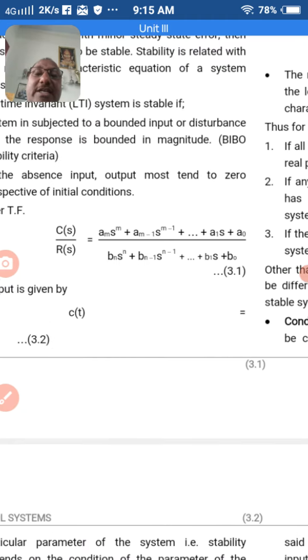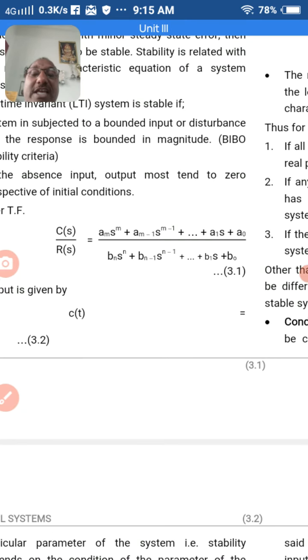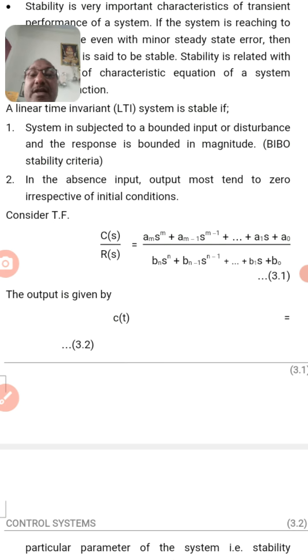Now let us see what a transfer function is. Transfer function is given by C of s upon R of s. This transfer function, where has it come from? It has come from a closed loop system. Just remember the closed loop system in which there will be G of s, with H of s on the feedback side, and the gain of the system is G, feedback gain is H.